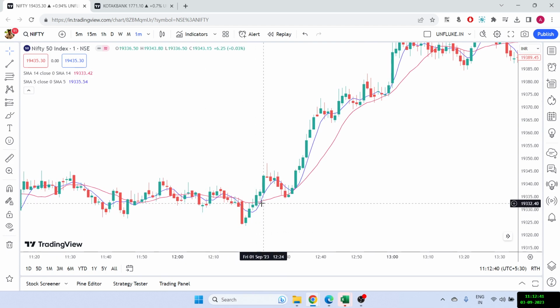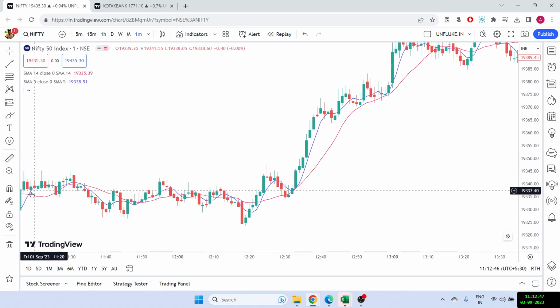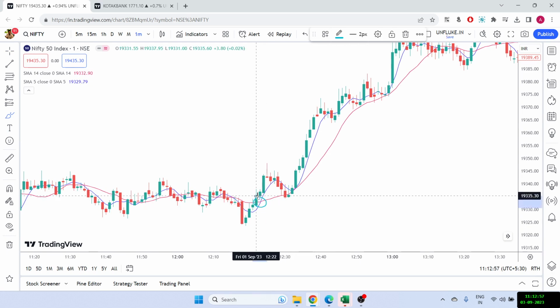This will work really well during sideways markets. So whenever you can see here the market is bullish, why is it bullish? Because we can see a bullish crossover here. So we are going to take a sell trade. Basically, it's a mean reversion. So we're going to take a sell trade.